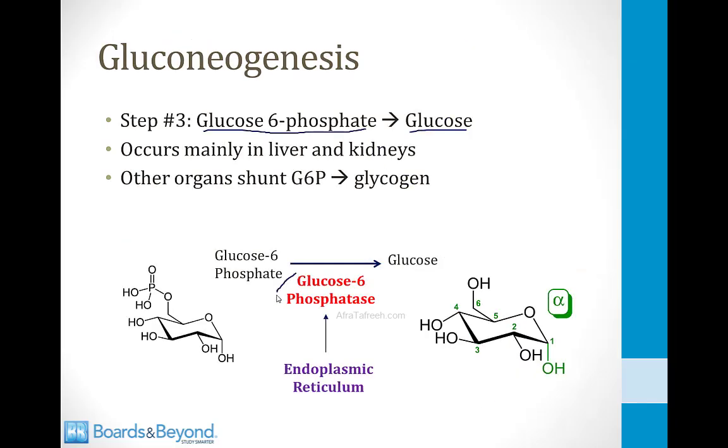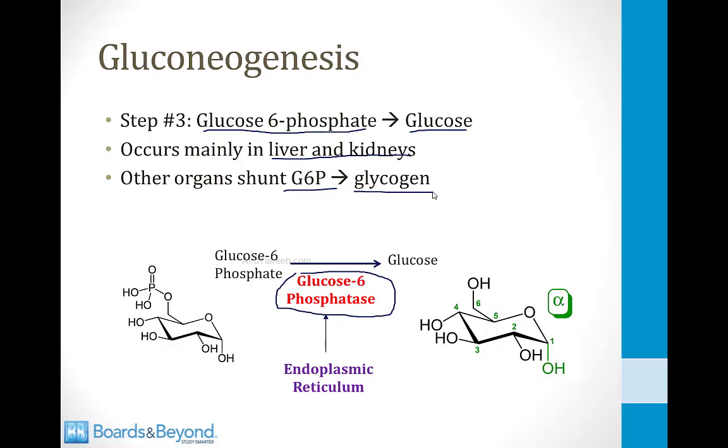The enzyme that does that is called glucose 6-phosphatase, and it is found predominantly in the liver and the kidneys. These are the two organs that can synthesize glucose and secrete it into the plasma to supply other tissues like that of the brain. Other organs that do not have glucose 6-phosphatase can still perform gluconeogenesis. However, the process stops at a molecule of glucose 6-phosphate, which can then be shunted towards glycogen and stored for later use.